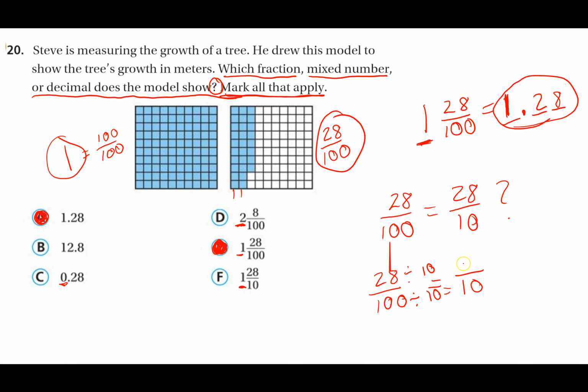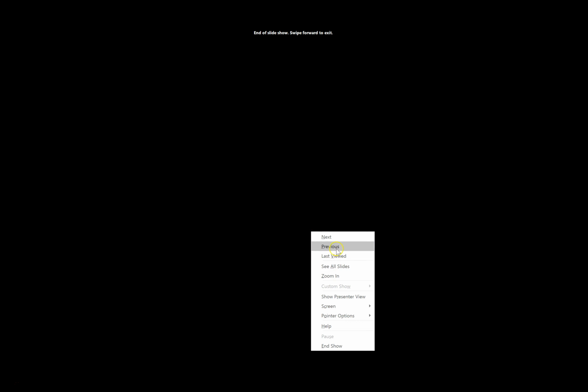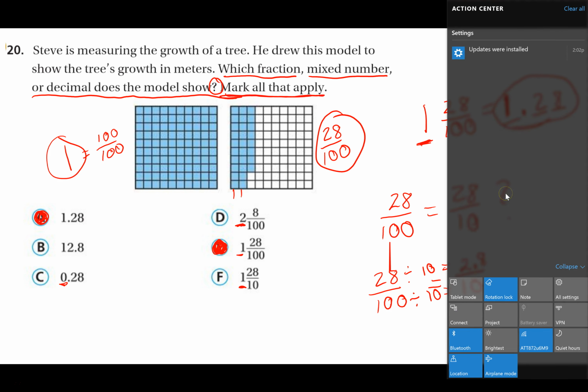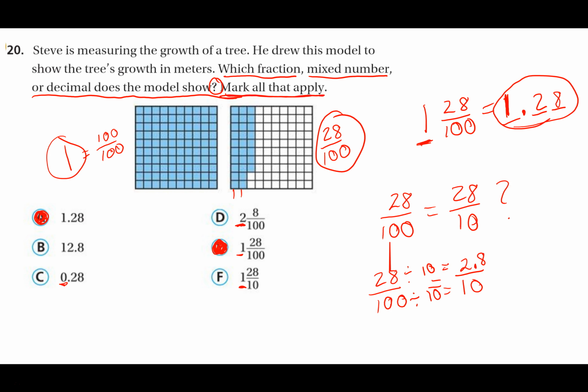But if we were dividing that out, we would find that it's 2.8, I'm sorry, not 10.2, where did that come from? 2.8, so we have 2.8 tenths, not 28 tenths. So in fact, no, those are not equal. So we just have A and E should be shaded in.